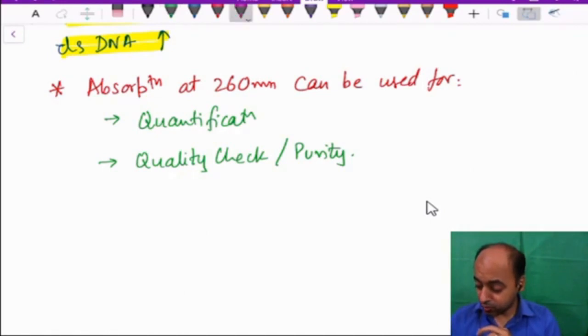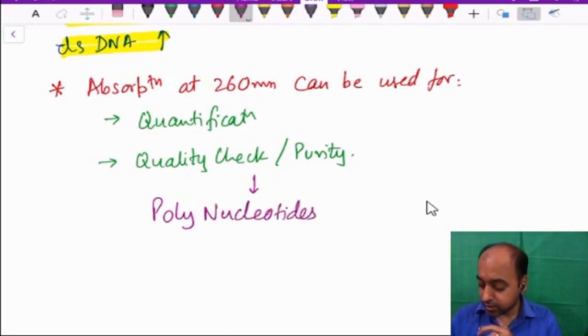From here we move on to the polynucleotides. The polynucleotides being the DNA and the RNA.